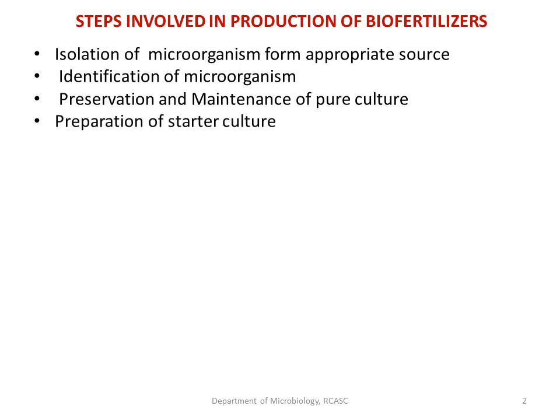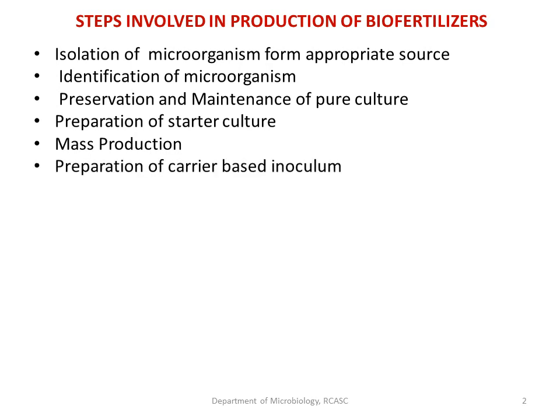Preparation of starter culture. For the process of mass production, the starter culture has to be prepared. Mass production using fermenters: appropriate temperature, pH, agitation, everything has to be maintained in fermenters. The mass production can be done. And preparation of carrier-based inoculum. Once the microorganism has been mass produced, it has to be dispatched to the farmers.